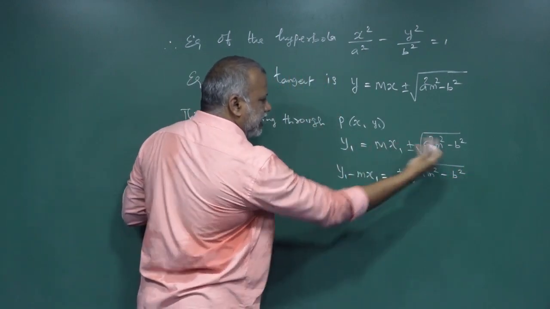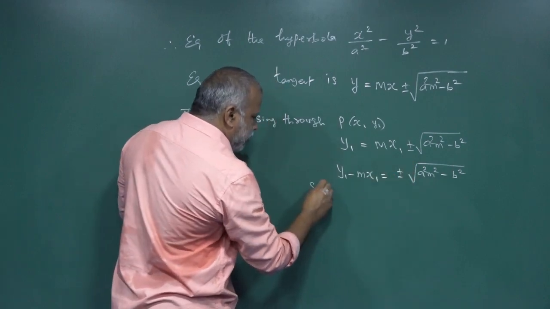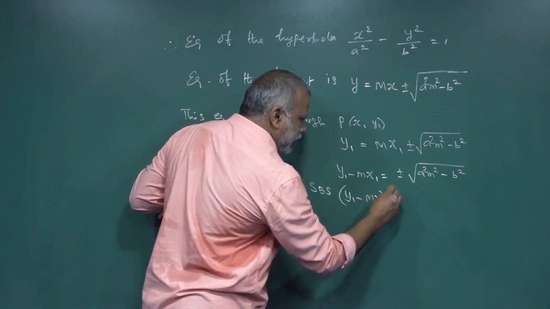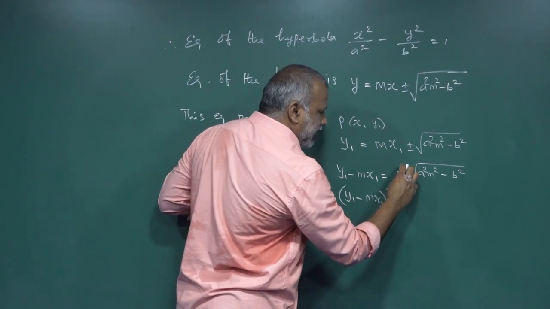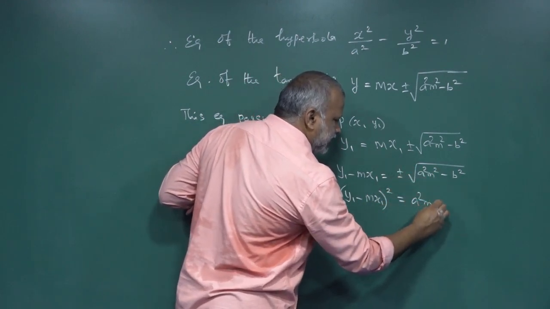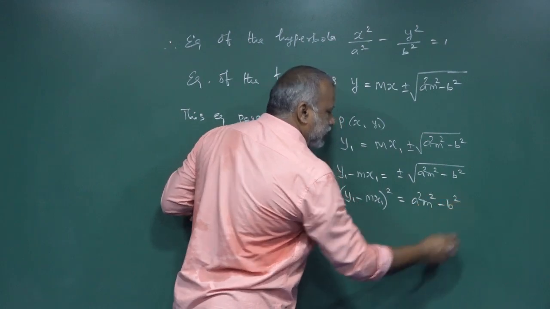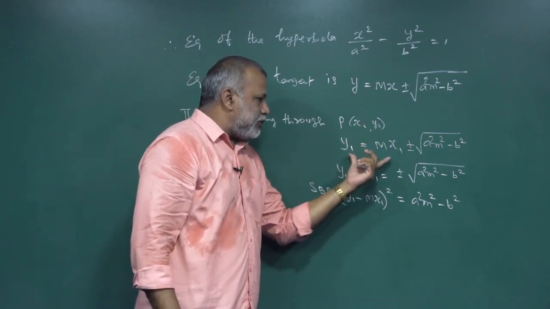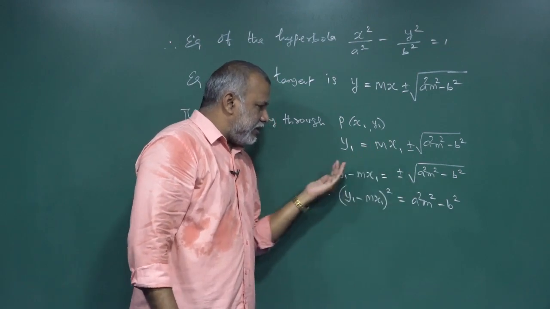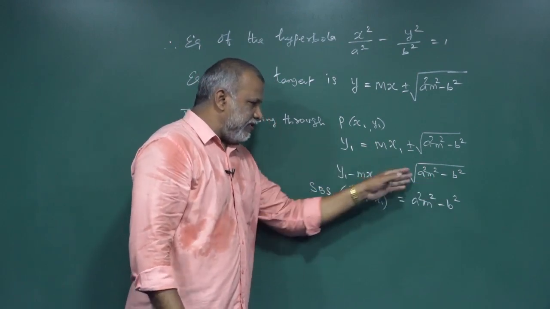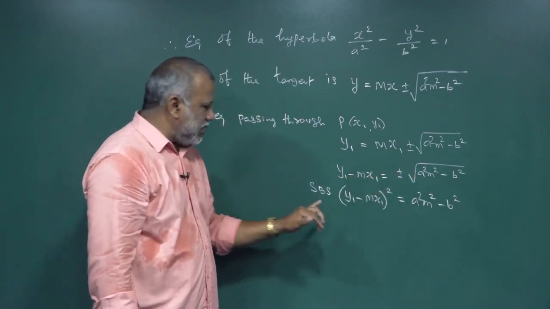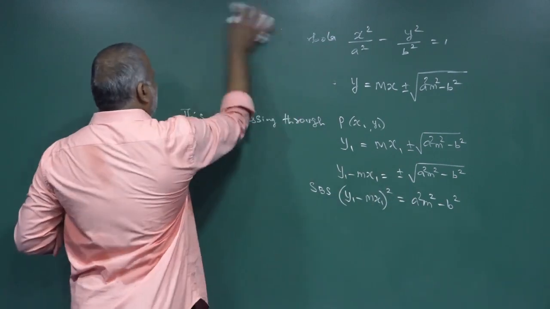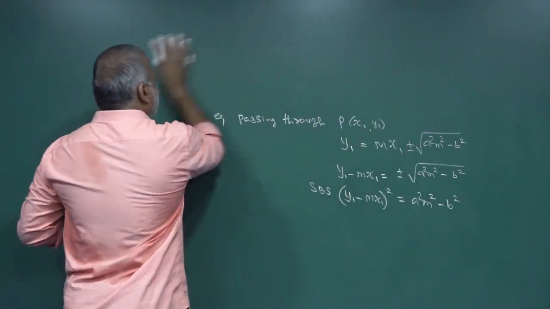Take mx1 to the other side, and leave the square root on the other side. Now we have to square both sides. We get (y1 minus mx1) whole squared equals a squared m squared minus b squared, since on squaring the plus or minus symbol and the root are removed. In the equation passing through the point P(x1, y1), we substitute x1, y1 for x, y, then convert so the root is on one side, and square both sides to remove the root. Now we have to expand this.